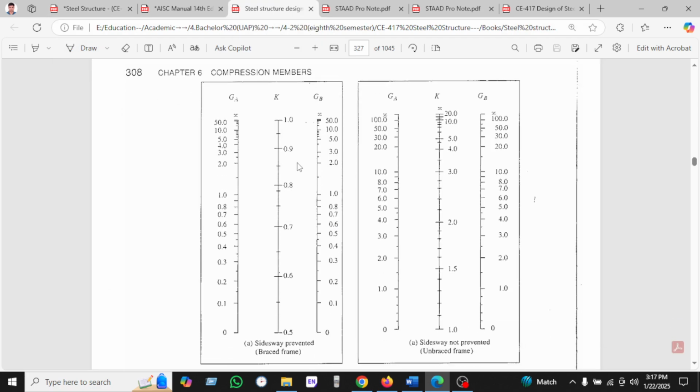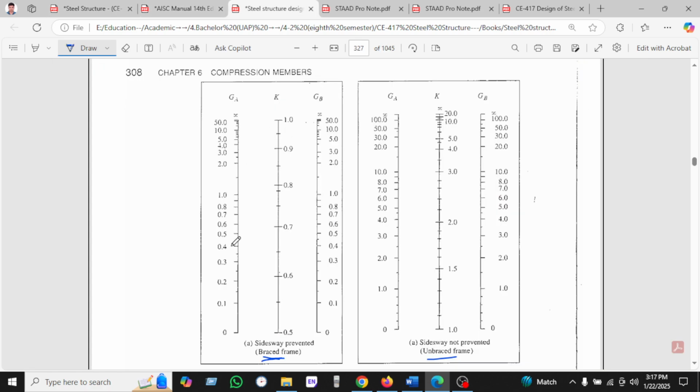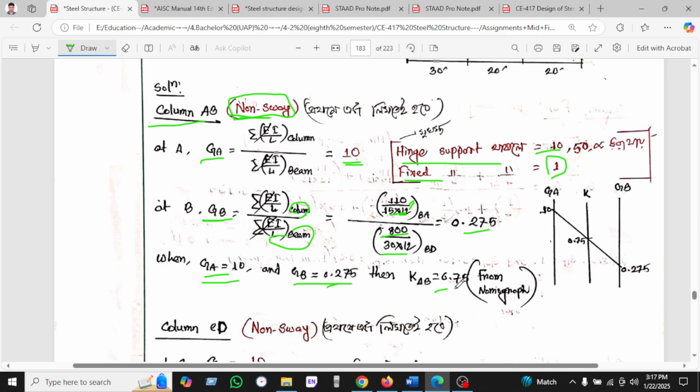Now we'll go to the nomograph. So I'm putting the nomograph here. This is taken from Salmon's book. So we know that this is non-sway, so we are selecting the non-sway. This is the braced and unbraced. So the braced frame is non-sway. GA is found 10. If we go to the 10, GA value which is 10, and another value we have found 0.27. If we intersect these two lines, then it will be found between 0.70 to 0.80, and we have found 0.75. So in this way we have chosen 0.75 from the nomograph.